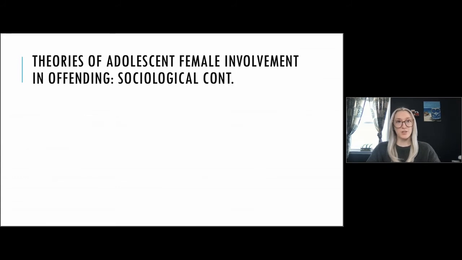Just a few more under the sociological category. We have the power control theory, which says that girls who come from egalitarian families are more likely to take risks and become delinquent. So egalitarian are not where the father is the patriarch of the family. These are families where the mother is also working.